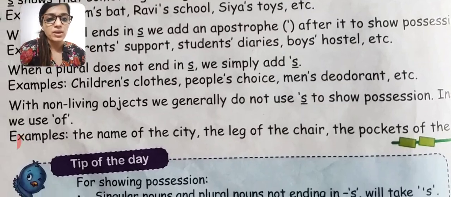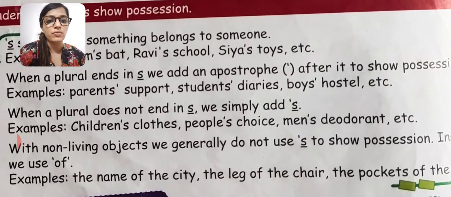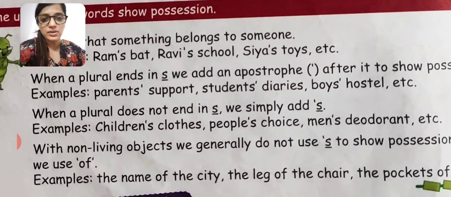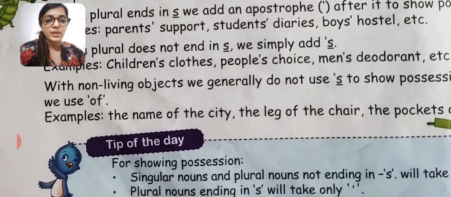So the basic rules: with singular we will use an apostrophe in between and add s later. Second, in plural form, when it is a plural, we put the apostrophe at the end of the whole word. And third, with a non-living thing, instead of using an apostrophe we will use the word of. Okay, fine.